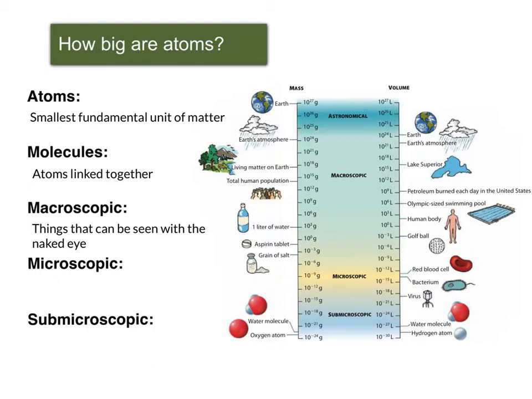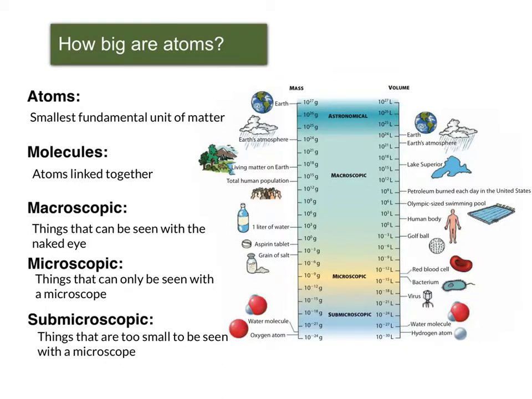Microscopic things are things that we need a microscope to see. All right, and then even smaller than that are submicroscopic particles, which would include things like molecules and atoms. Even larger molecules like proteins fall into the submicroscopic category.